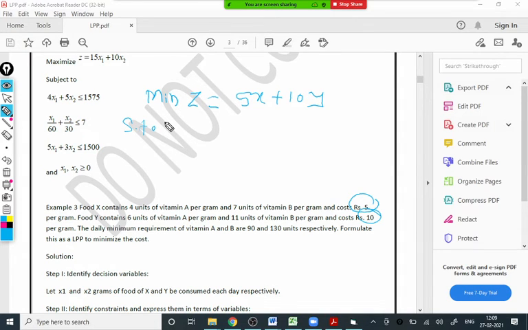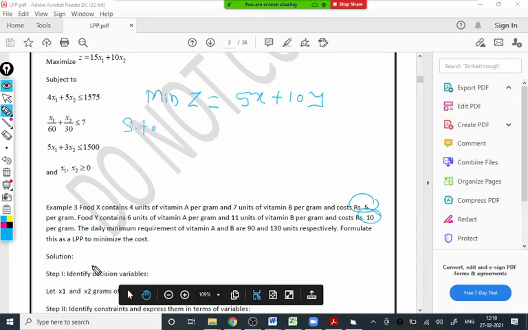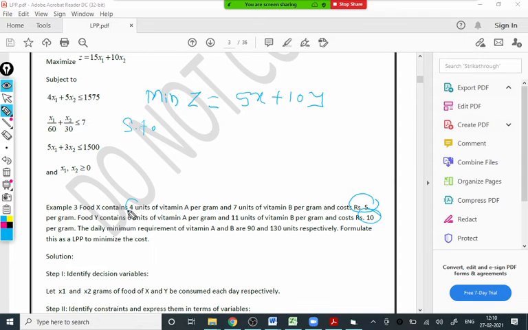4x plus 6y. Sir, should it be less than or greater than? That depends on the words. So you should learn that word. It will be greater than, because here it is written minimize, available, which means greater than. So the constraint 4x plus 6y should be greater than or equal to 90.